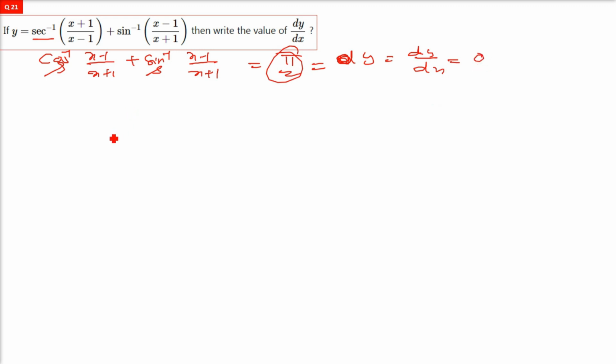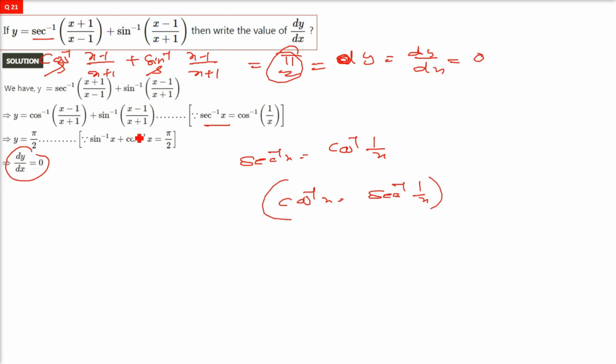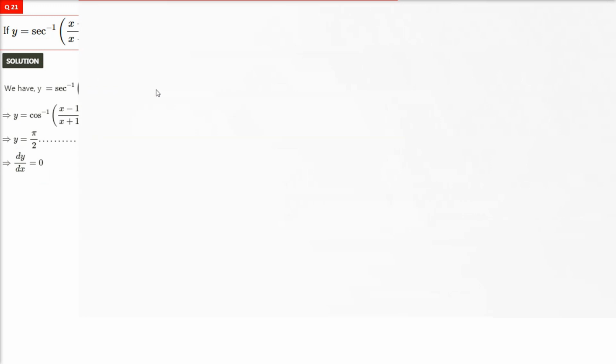So once you see it, it's exactly similar to what we have done in the previous two questions. Sec inverse x is cos inverse 1 by x, and cos inverse x is sec inverse 1 by x. This is the standard result. Also, cosec inverse x is sin inverse 1 by x, and like that. It goes like that.